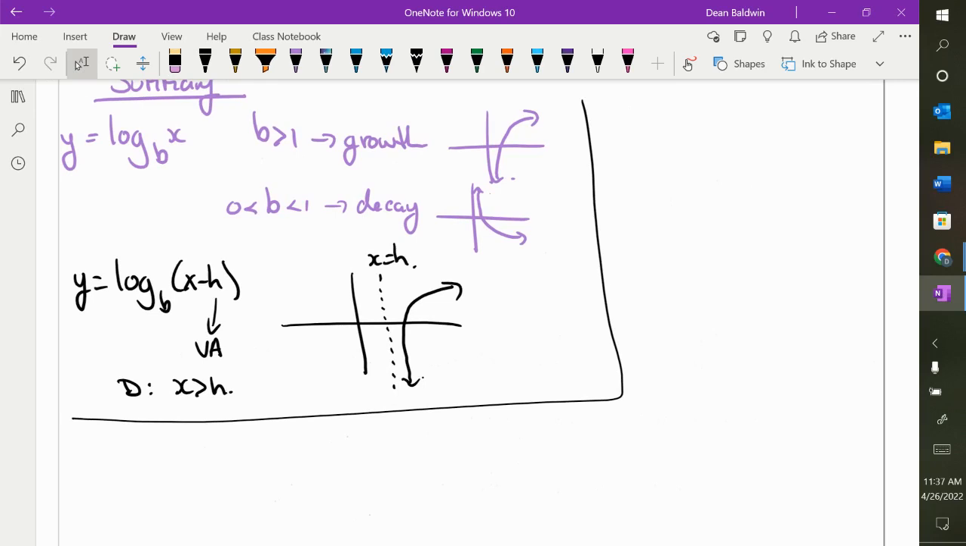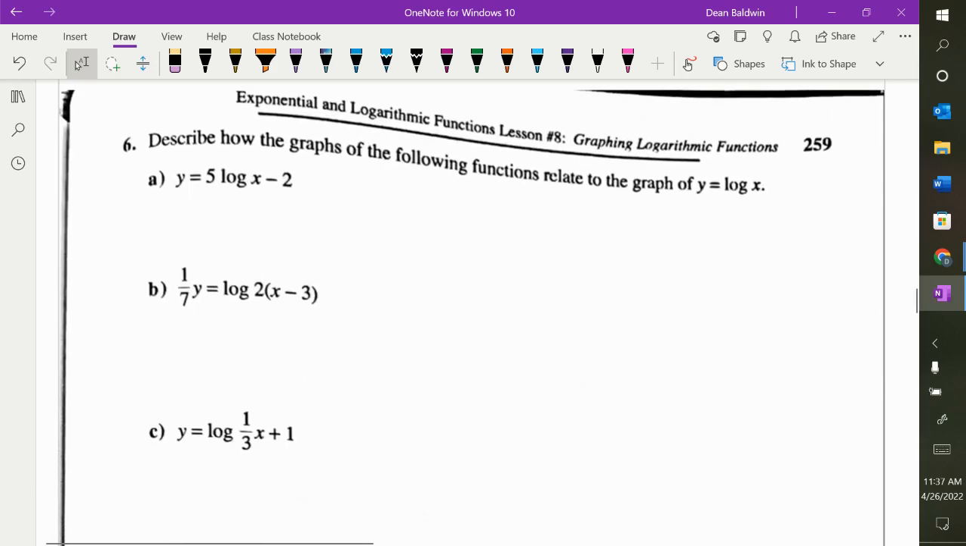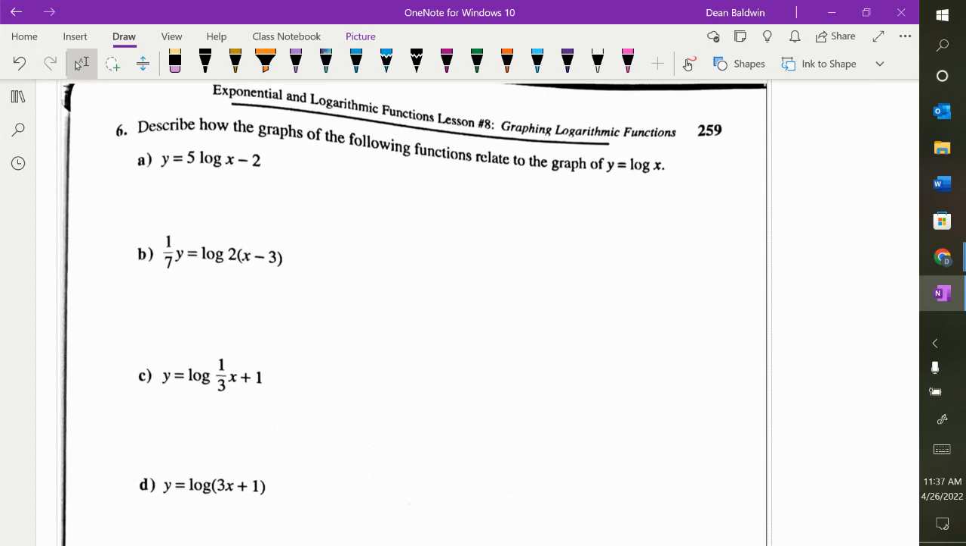Is that okay? All right. So the only question we're going to do from this is question number 6. All I want you to do is sketch them. Quick sketch with the vertical asymptote and the domain. Okay.